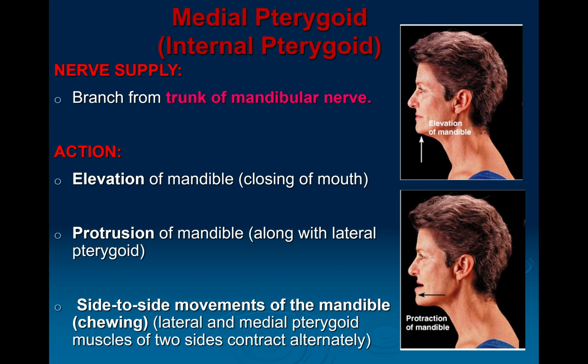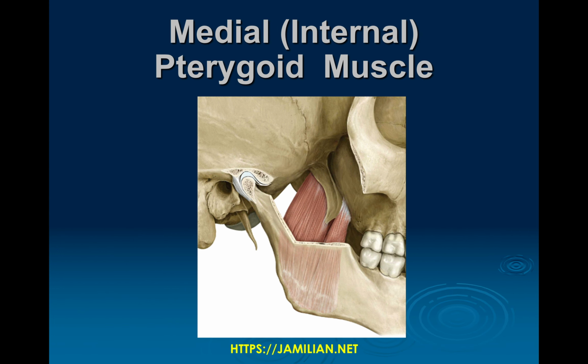Medial pterygoid or internal pterygoid nerve supply arises from the trunk of the mandibular nerve. The medial pterygoid muscle has functions including elevating the mandible, closing the mouth, protruding the mandible, mastication, especially for when the maxillary teeth and the mandibular teeth are close together, and excursing the mandible; contralateral excursion occurs with unilateral contraction. In this slide, you can see the medial or internal pterygoid muscle.